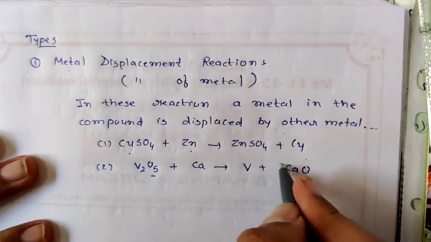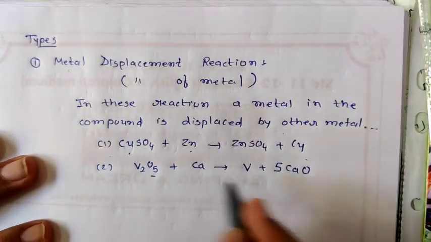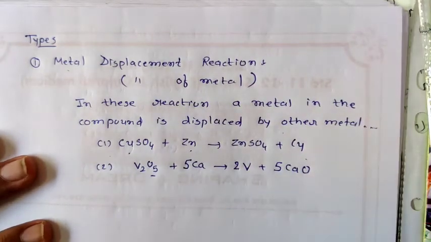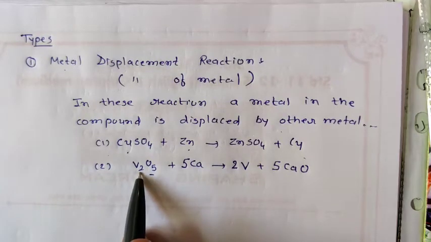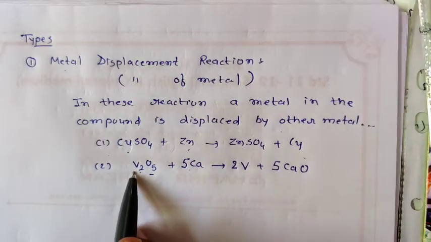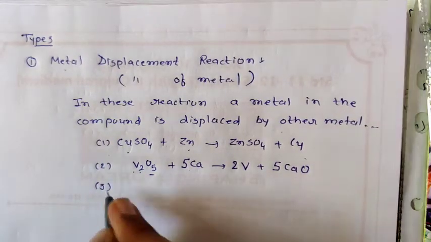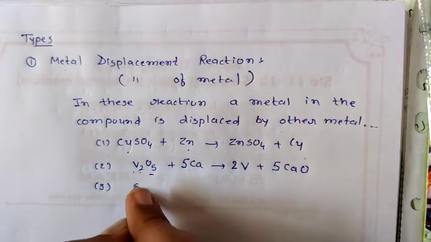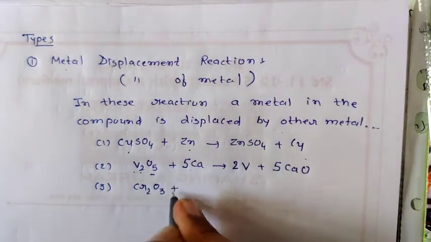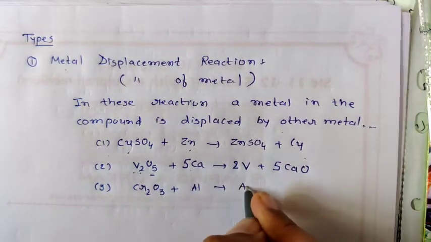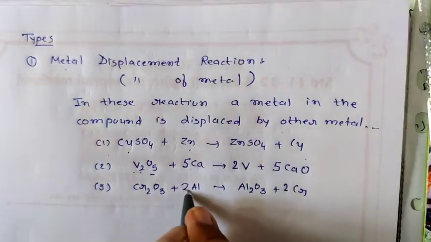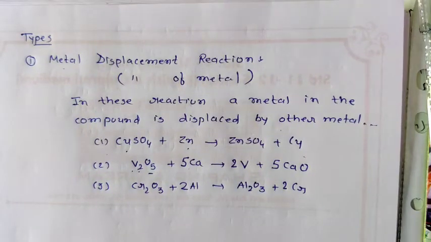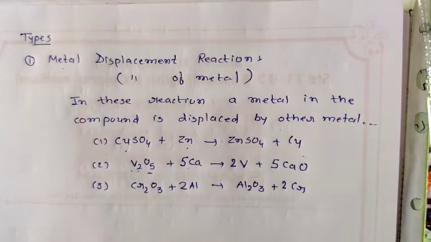Here 5 oxygen, so I will multiply this with 5 calcium and 2 vanadium. So vanadium is displaced. Just see, vanadium displaced and calcium will enter in this type of reaction. So this is metal displacement reaction. Again, I will give you an example of this: Cr2O3 plus Al, Al2O3 plus Cr. So in this reaction, a metal in the compound is displaced by the other metal. This is metal displacement reaction.